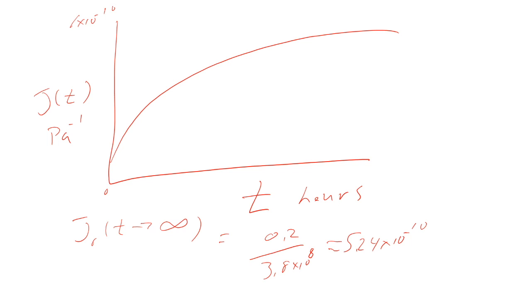And then the unrelaxed modulus is instantaneous, where time goes to 0. So that gives us 0.05 over 3.8 times 10 to the 8th. The difference between the relaxed and the unrelaxed gives you the difference in stretch rate between when you first put the load on and after you keep it there for a long, long time.